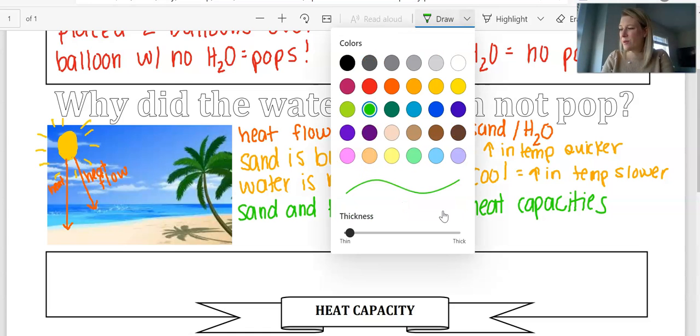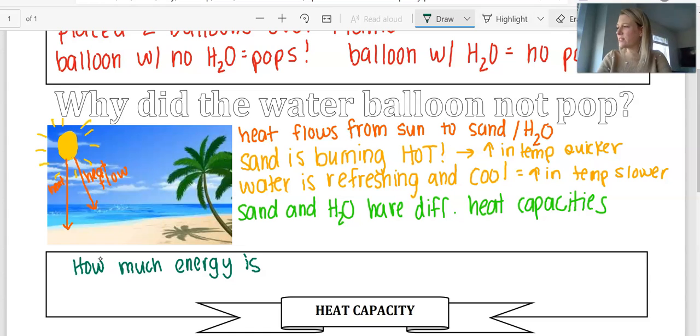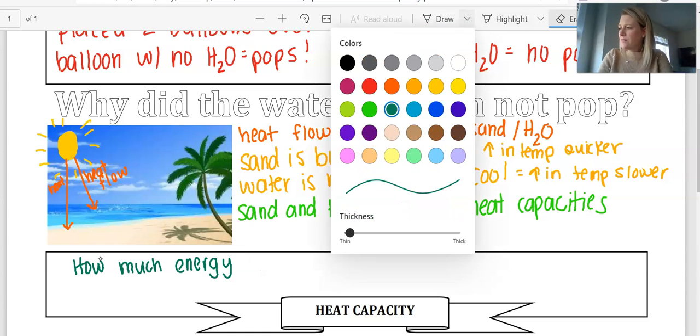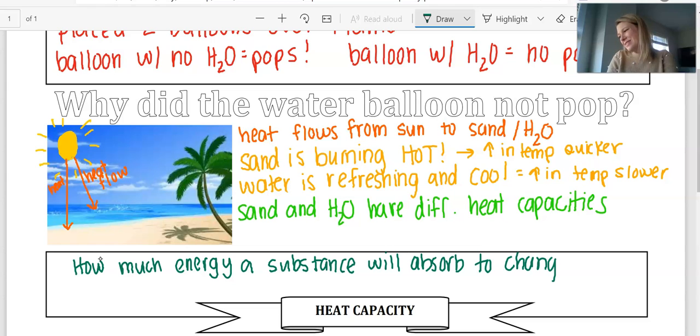Okay, so a heat capacity is how much energy, I'm sorry, let's actually erase that. How much energy a substance will absorb to change 1 degree Celsius. So how much energy is needed in order for the substance to change 1 degree?